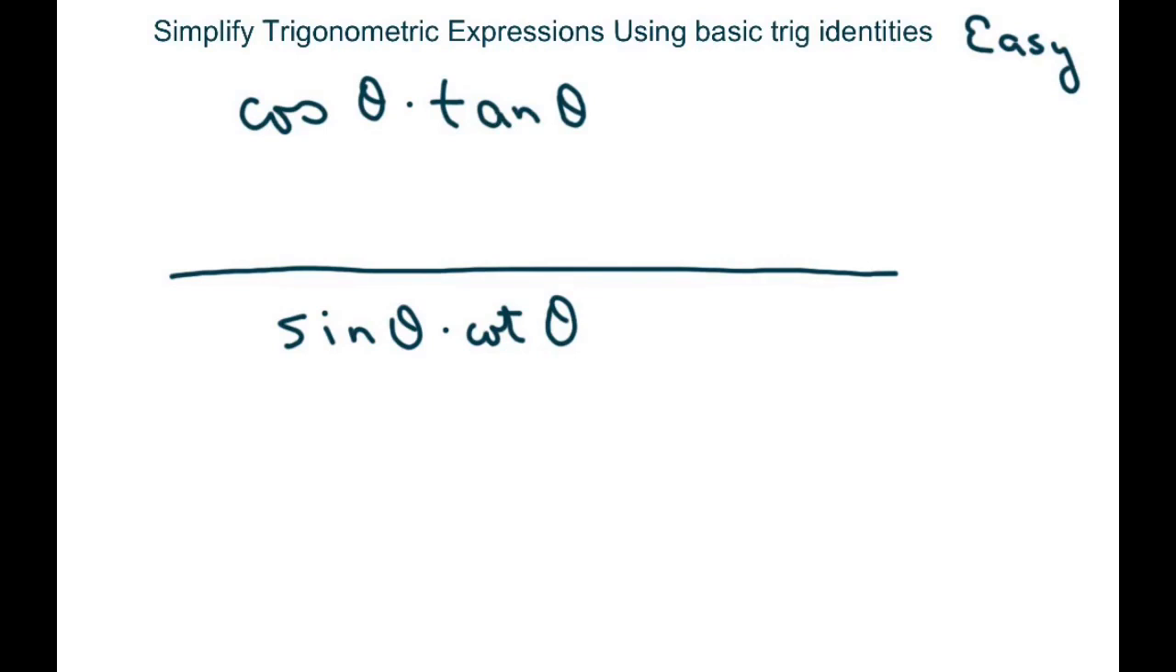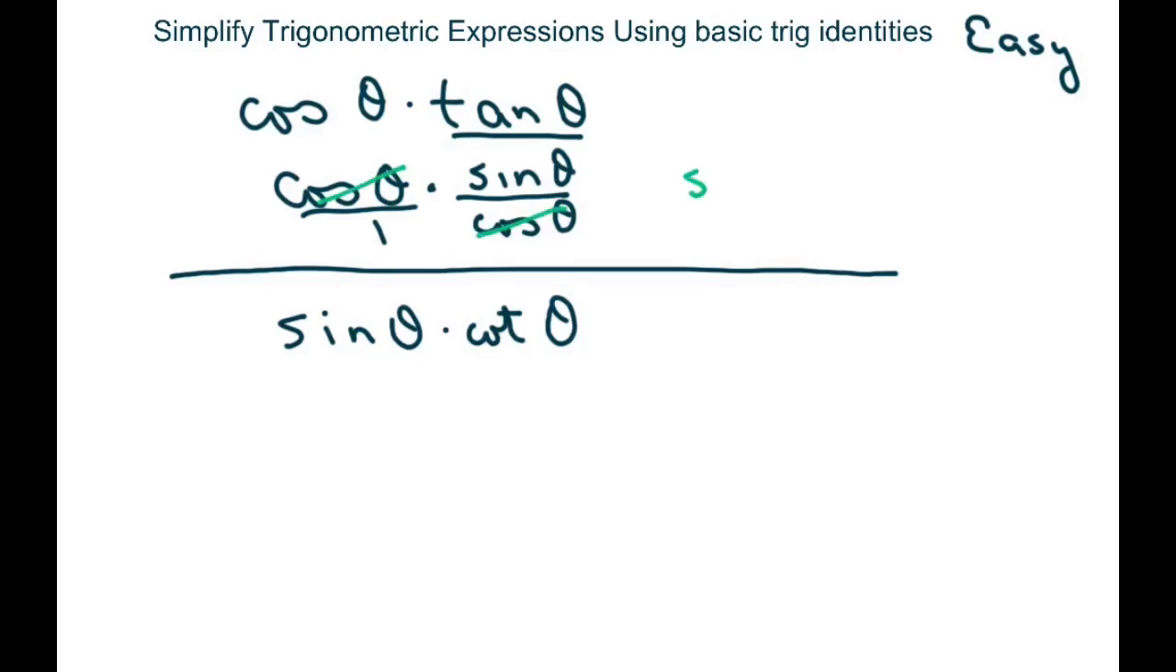We're going to simplify these basic trigonometric expressions using basic trig identities. The way I'm going to do it is by writing everything in terms of sine and cosine. So I'm going to write cosine of theta times tan, which is y over x, and that's just sine over cosine, because sine is your y, cosine is your x. You can put that over 1 if you want to, and that cancels. So we're left with sine of theta.